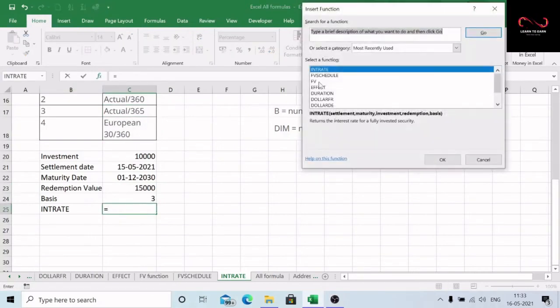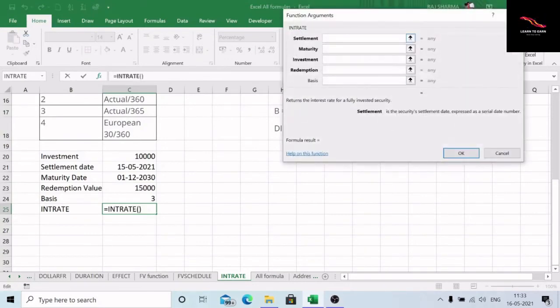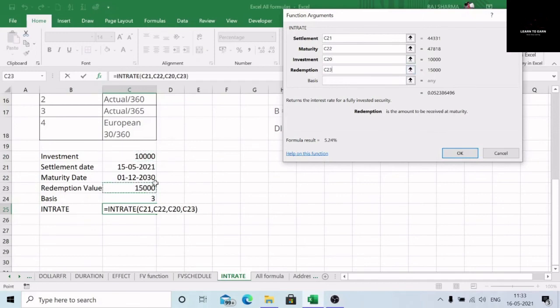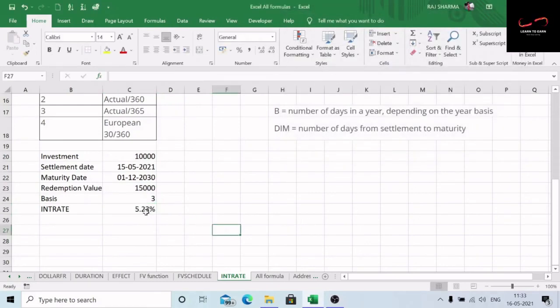So we have to insert the interest rate function and then put the data. Settlement date is 15th of May 2021. Maturity date is 1st of December 2030. Investment amount is 10,000. Redemption amount is 15,000. Basis is 3. And you can get the interest rate 5.23.